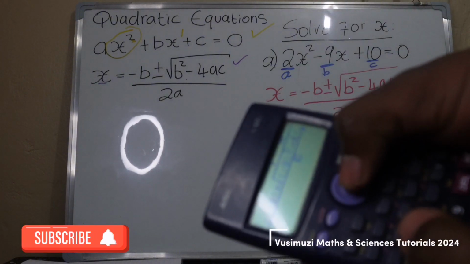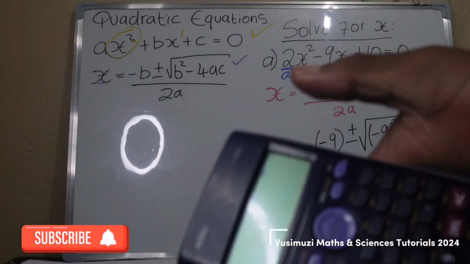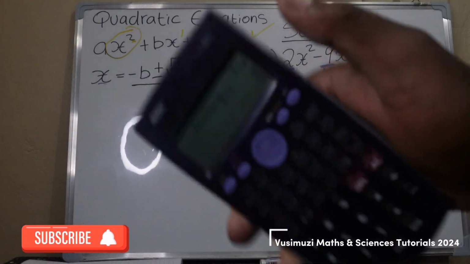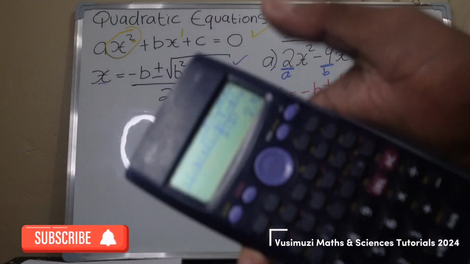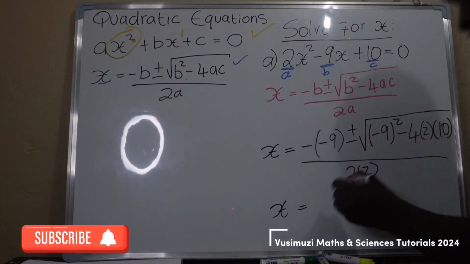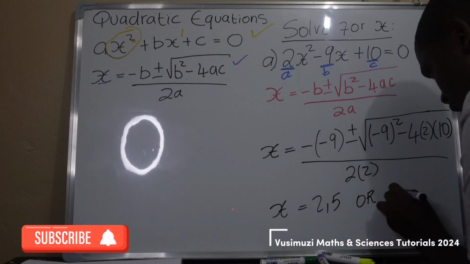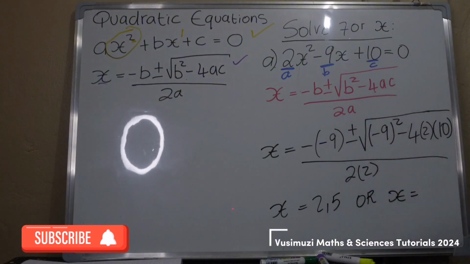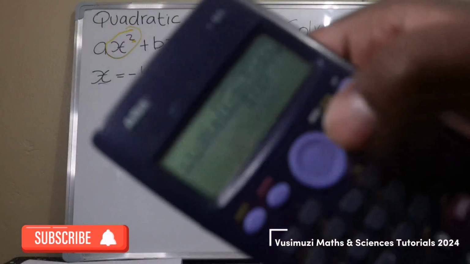Then I go on my denominator. I say 2 open bracket 2 close bracket. Then my answer gives me 5 over 2. Then in decimals it gives me 2.5. So x is going to be 2.5, or x is going to be, and here we're going to have two solutions, both positive and negative. Then on the very same calculator, without wasting any time, you go back to your calculator.